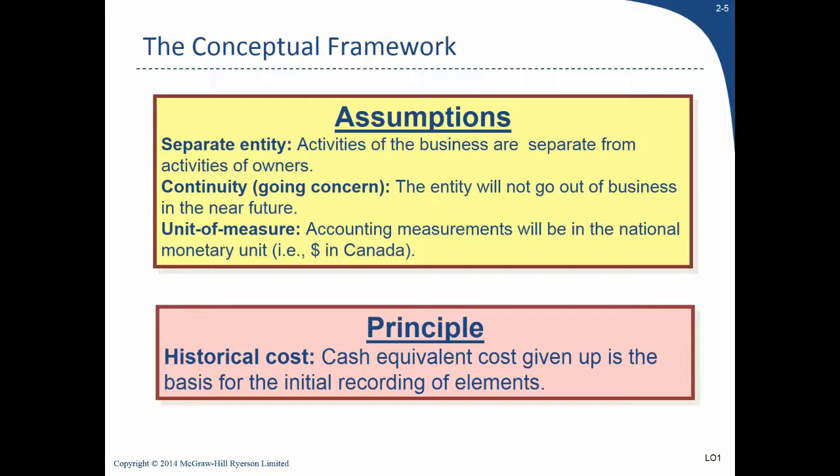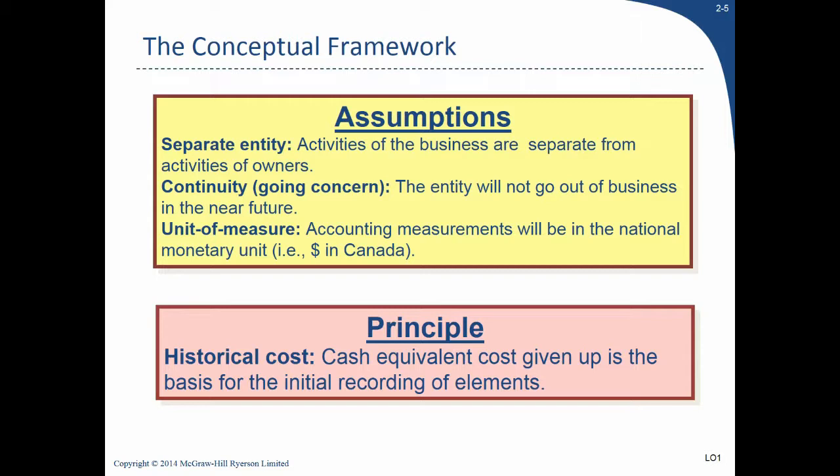Continuity or going concern. Now this language is actually counterintuitive. The word concern might make you concerned, but to be a going concern is a good thing. To be a going concern means you're expected to continue into the future. That means you have positive cash flows, you don't have too much debt, you're generating revenue, etc. So the assumption is that the entity will not go out of business in the near future. This is important because of how the financial statements are reported. We won't go too much into it, but if a company is nearing bankruptcy, the way you report their assets and liabilities changes. Okay. Unit of measure, no surprise there, national monetary unit, dollars in Canada.